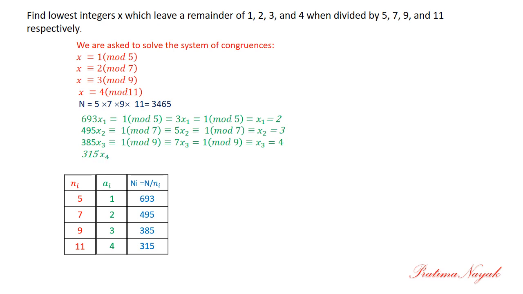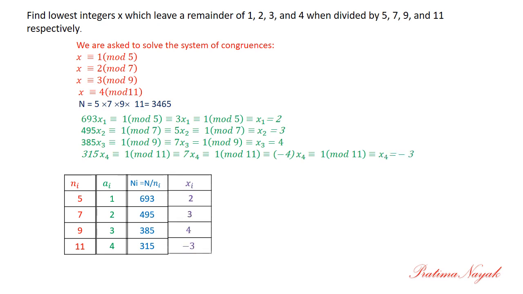Now coming to the last one, 315 x4 is congruent to 1 modulo 11. This gives us 7 x4 is congruent to 1 modulo 11. This is congruent to minus 4 x4 is 1 modulo 11. This gives us x4 is equal to minus 3.